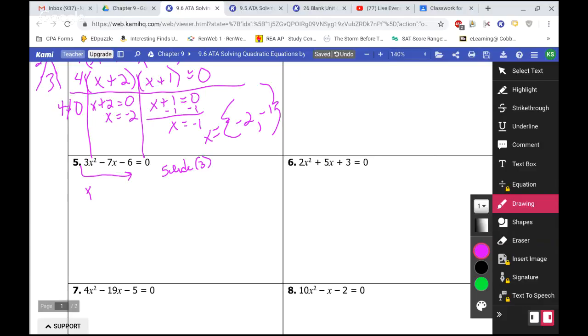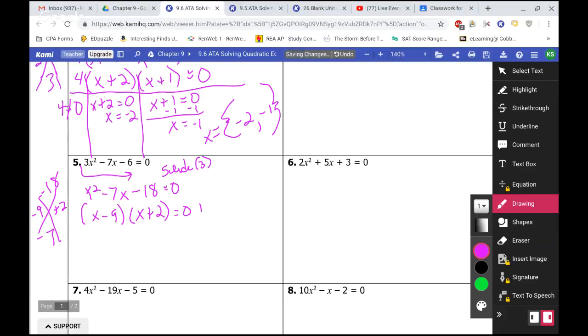So that's going to give me x squared minus 7x minus 18. So I'm looking for two factors that when multiplied together give me a negative 18, and when I combine them give me a negative 7. That's going to be negative 9 and positive 2. So that's going to be (x minus 9)(x plus 2) equals 0.